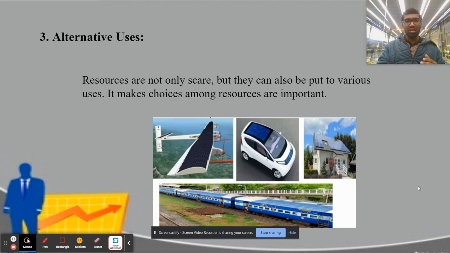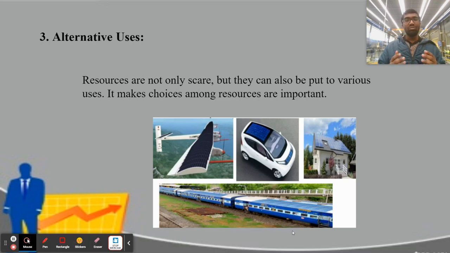For example, if we see here, there is a plane with solar panels. We can see a car with solar panels, a home with solar panels, and even a train with solar panels. These kinds of initiatives help boost the economy, because this is a free resource which no one uses. For example, we see sunlight every day, especially in summer, especially in India. So we can use those kinds of free resources and help our economy.